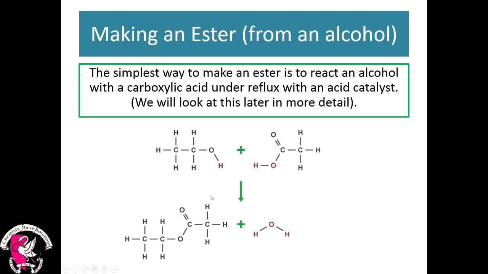What you make is your ester over here. You can see that it's an ester because we've got our ether link, C bonded to an oxygen bonded to another C, with this carbonyl. So that's our ester, and we form water here. This reaction is called esterification. So we're making an ester, it's called esterification, but it's also a condensation reaction. We're forming water here, so it's condensation, but it doesn't have to be water. In this case, with an alcohol and a carboxylic acid, we do form water.